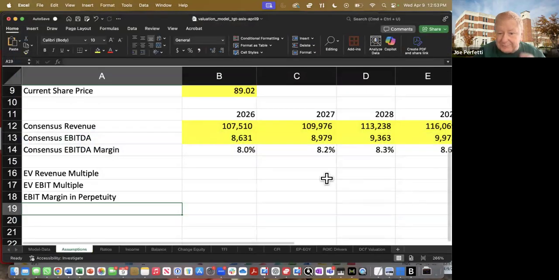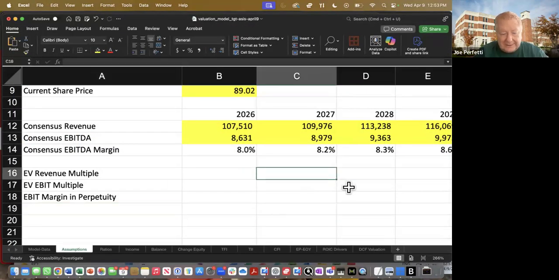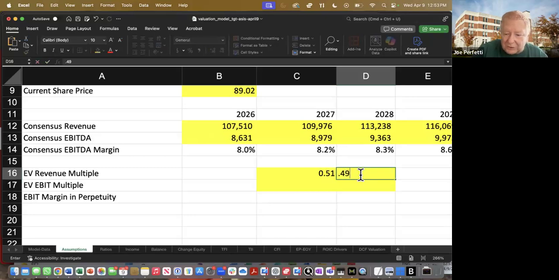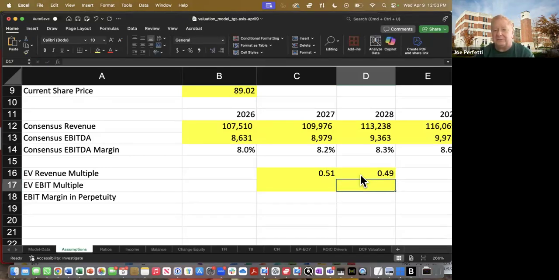So back to Excel. That's these, which I'll make yellow. 0.51, 0.49 are the EV to revenue multiples for Target for 2027 and 2028, forward year 2, forward year 3, based on today's share price. Translation: for every dollar of revenue generated by Target, they generate 51 cents of market value in 2027. For every dollar of revenue in 2028, they generate 49 cents of market value. That's what, or enterprise value, essentially. That's what that multiple says.